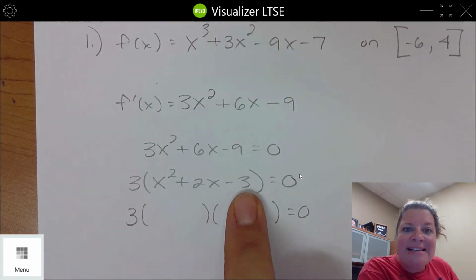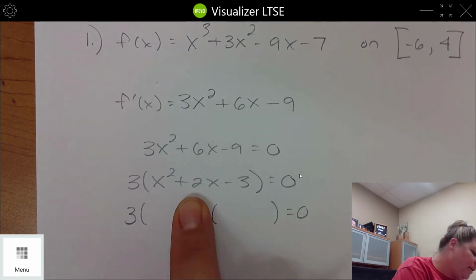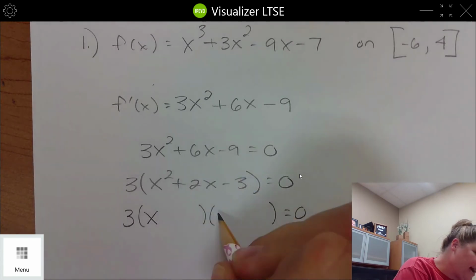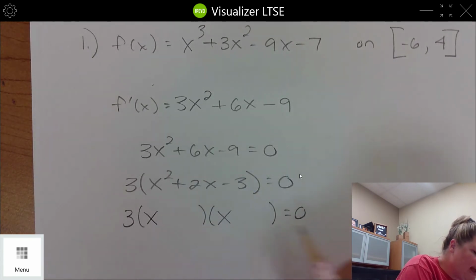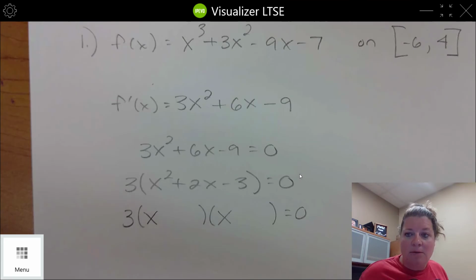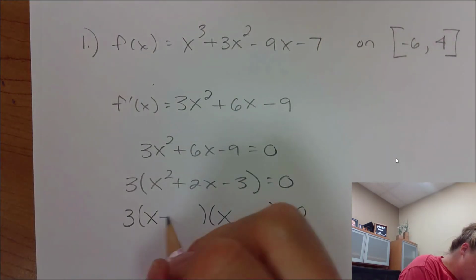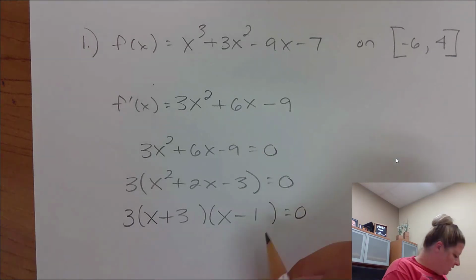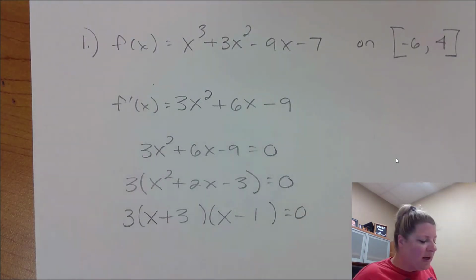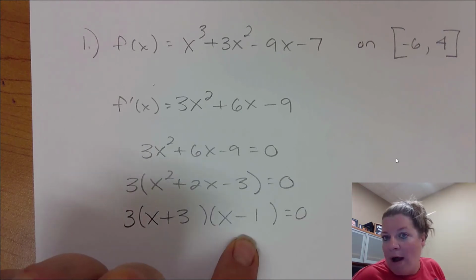So what multiplies to -3 that adds to 2? Well, we know this would have to be x, this would have to be x. And if we look at -3, it would have to be 3 times 1. And we would like this one to be negative to get a positive in the middle. So we're going to have plus 3 minus 1. Okay, so that's going to give me critical values of -3 and 1.